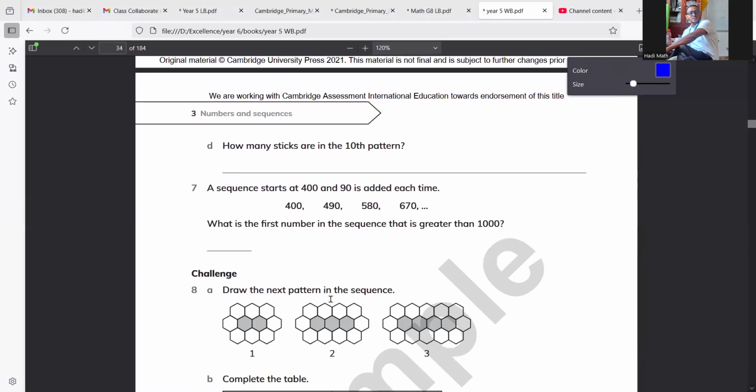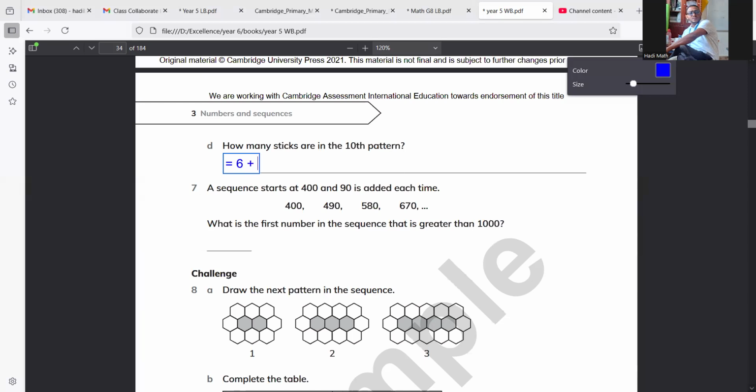Let's go to question D. They say what is the 10th term? Okay, so please be smart enough. When they ask for the 10th term, we will add these 5 sticks every time. Our first term is 6. And we keep adding 5, then add 5, then add 5.